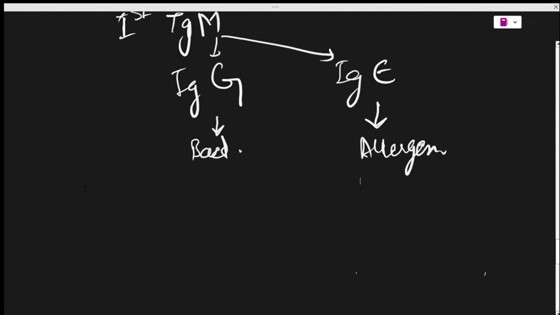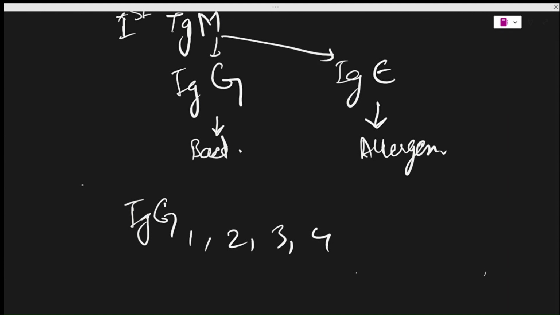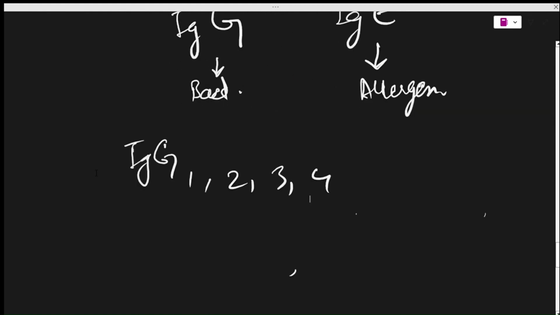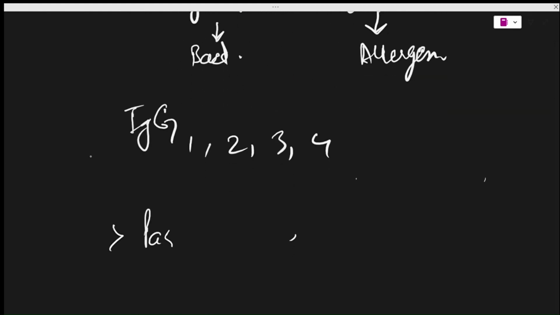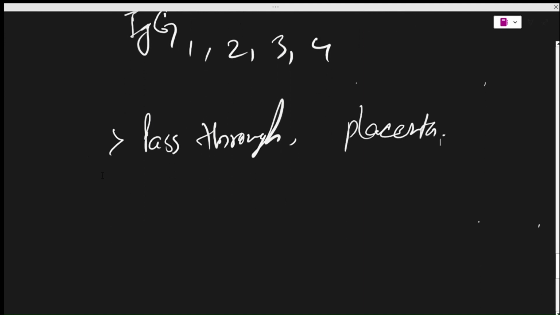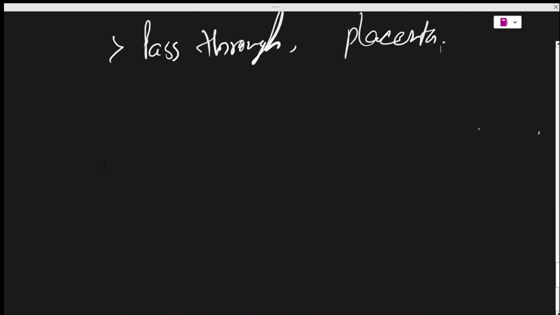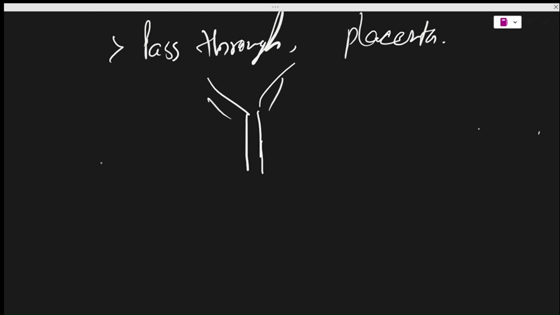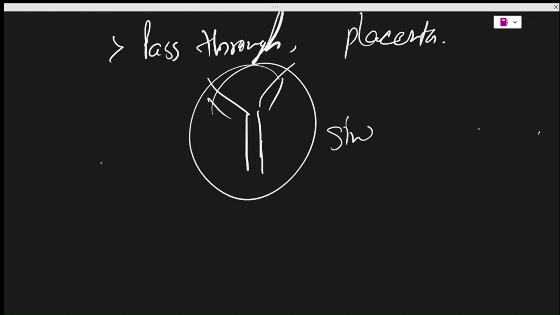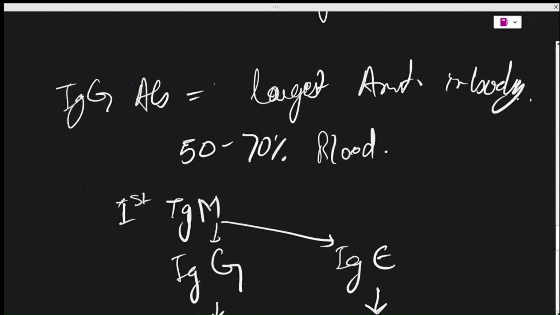Alright. So IgG also has four classes. 1, 2, 3, 4. Right. And IgG is the only antibody that can pass through the placenta. Also remember that this IgG antibody is monomeric in nature. Means it is a single Y-shaped structure. Okay.